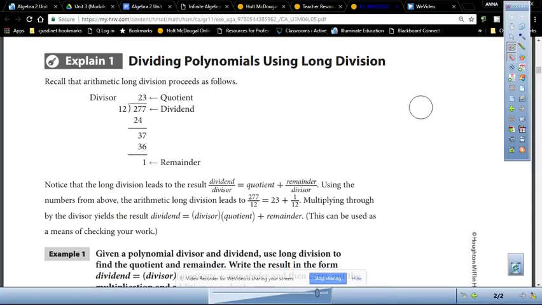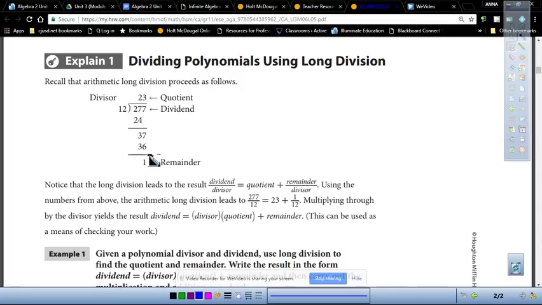Let's review some vocabulary that you may not have seen in a while. When I'm setting up my division, the dividend, the number that is being divided, goes inside, under the bar. The number we're dividing by is called the divisor, and that's the part that goes outside. The result of division is called a quotient, and any part left over is called a remainder.